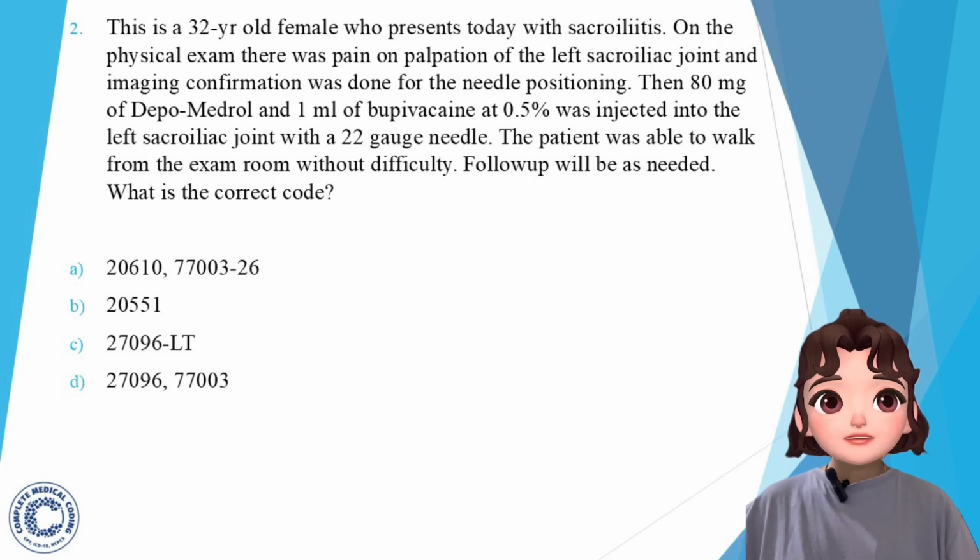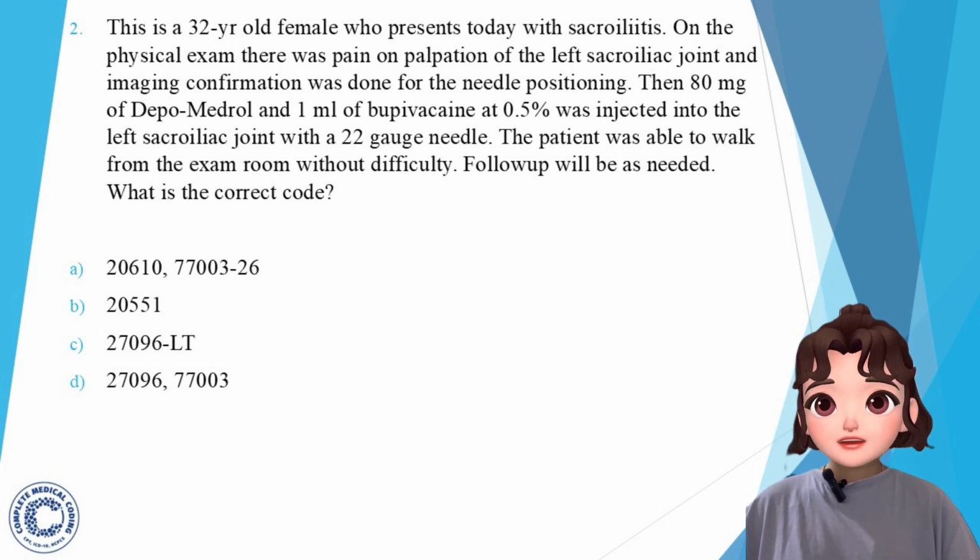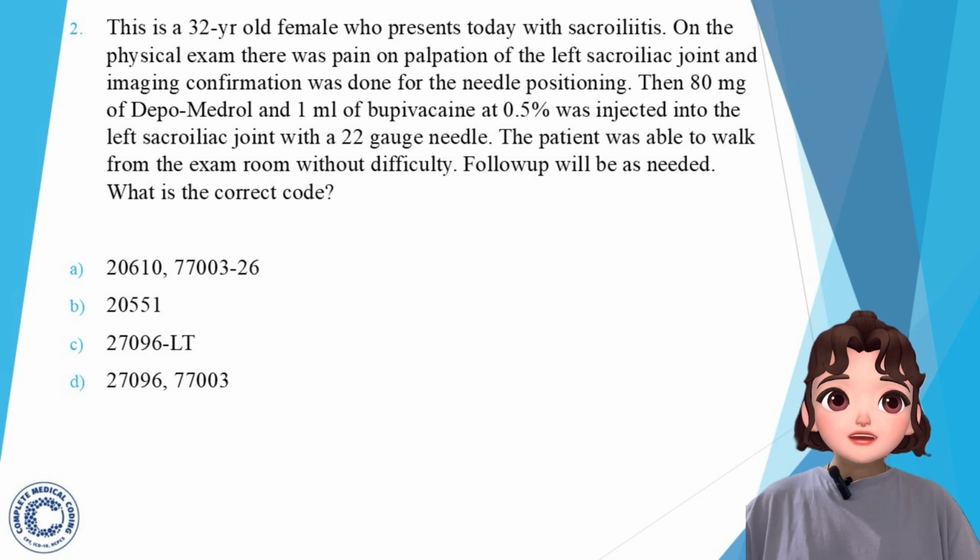So what is the correct CPT code in this procedure? What procedure has been carried out here? The injection, right? What was injected? Depo-Medrol and bupivacaine was injected into the left sacroiliac joint. So we have to code for the injection procedure. Let's look into the options one by one. What is the first code?